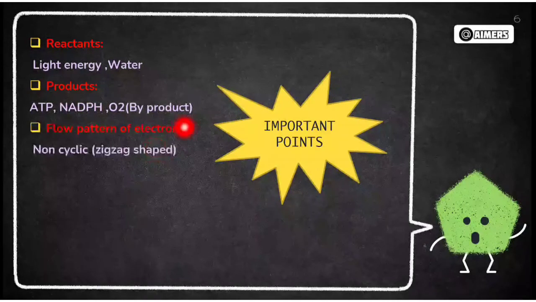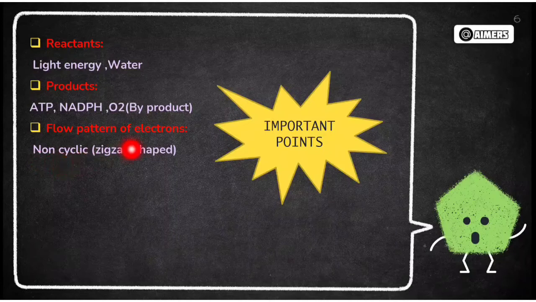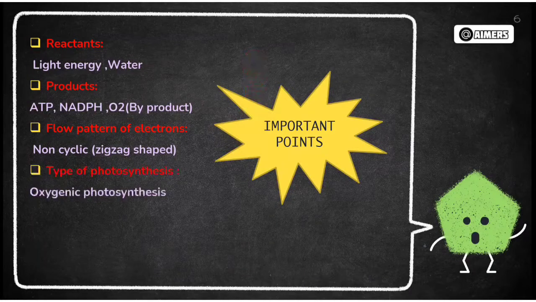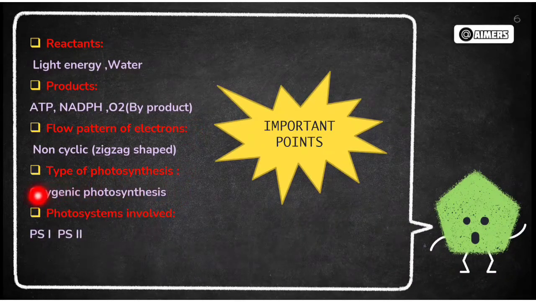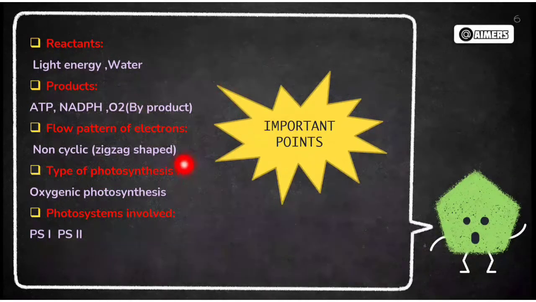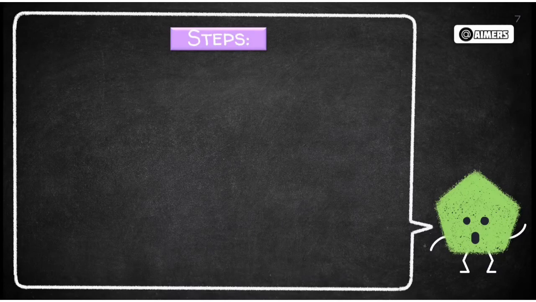Now, what is the flow pattern of electrons? We have discussed earlier that the flow pattern of electrons is non-cyclic or zigzag shaped, or you may call it Z pattern shaped. Now, what is the type of this photosynthesis? This is called oxygenic photosynthesis, because oxygen is produced in non-cyclic photophosphorylation. And how many photosystems are involved? Both photosystem I and photosystem II are involved in the process of non-cyclic photophosphorylation.